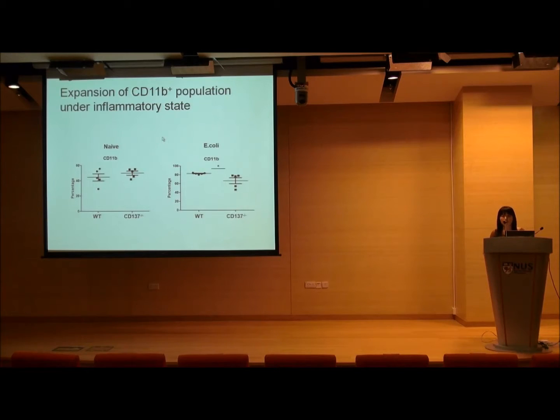Of course, I need to correlate this to the myelopoiesis. So how about the CD11B populations under inflammatory state? We have the CD11B here, which is similar between wild type and knockout mice. However, once the mice become infected with E. coli, we had upregulations of CD11B cells in the wild type mice compared to the knockout mice. So now we have positive correlations. We have more crime reports, and then we have more police force in the bone marrows.